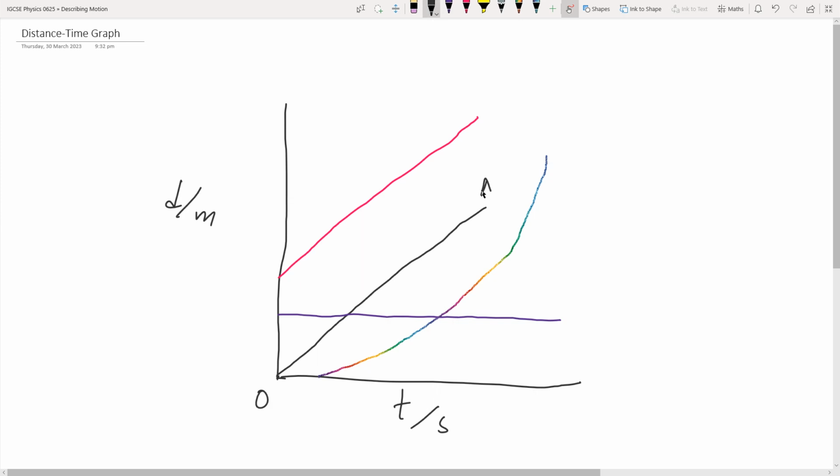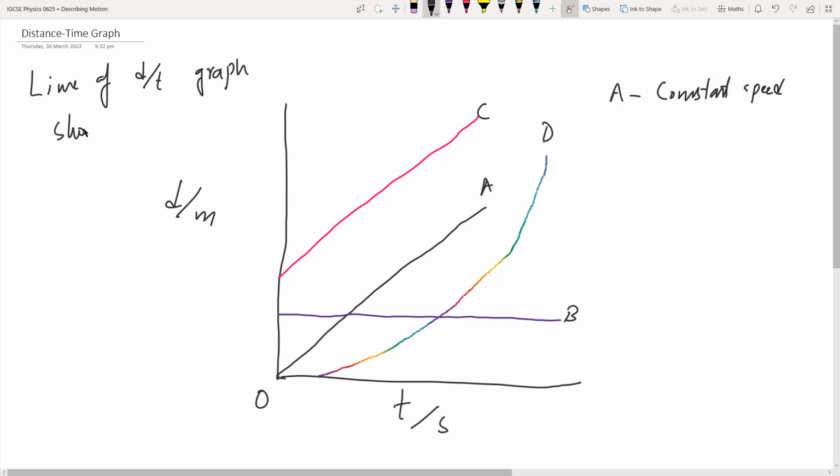So let's call this A, let's call this B, let's call this C, and let's call this D, right? So let's identify what A is. A is actually constant speed. Why? Because the line of the distance time graph, let's define line of d by t graph, shows speed, right? Okay, so line A is a constant speed.